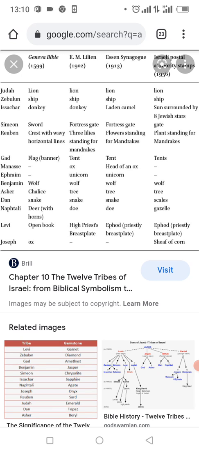Okay, and then Simeon was a sword, and then it turned into a fortress gate, and then just a gate. So from a sword to that gate. The sword is representing that place of protection, peace, security, and that's what a fortress gate is, and that's what a gate generally does.